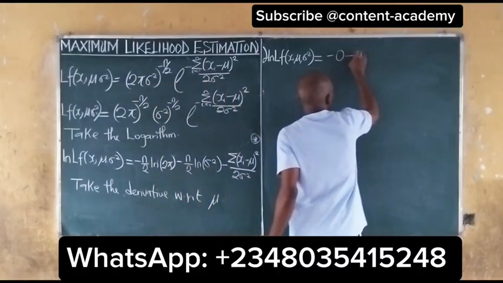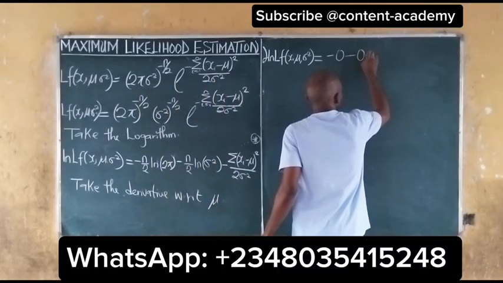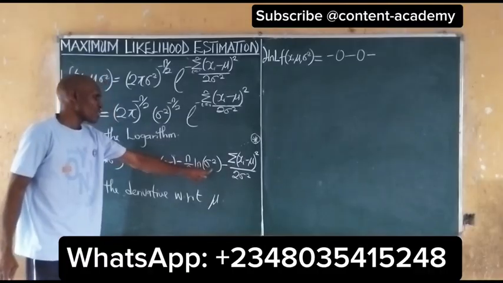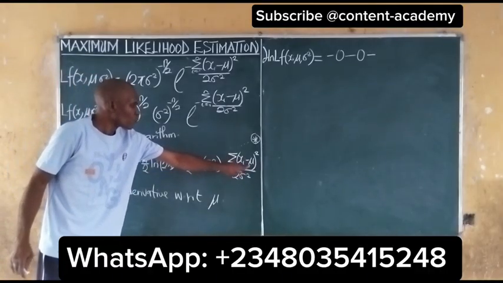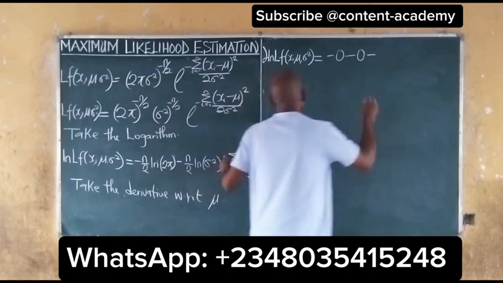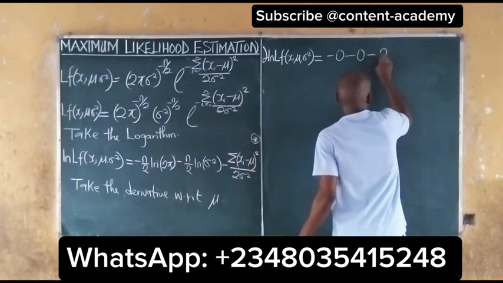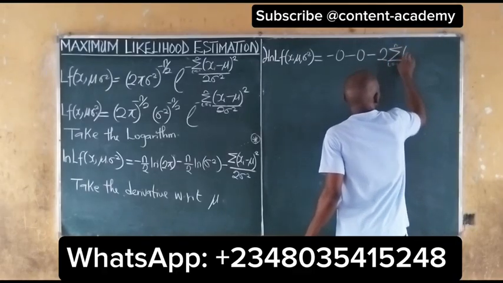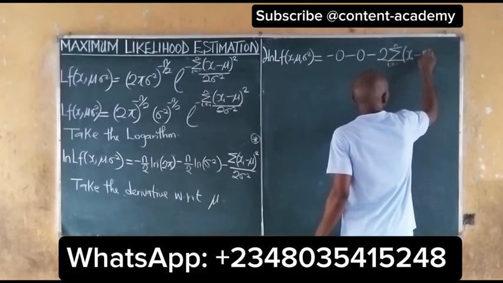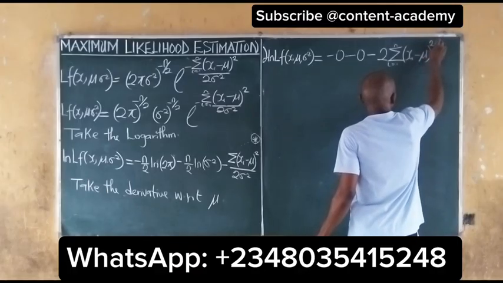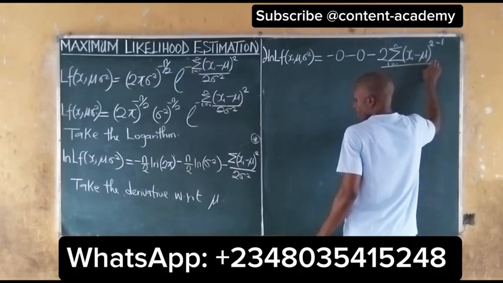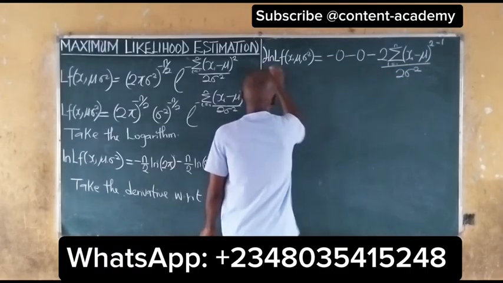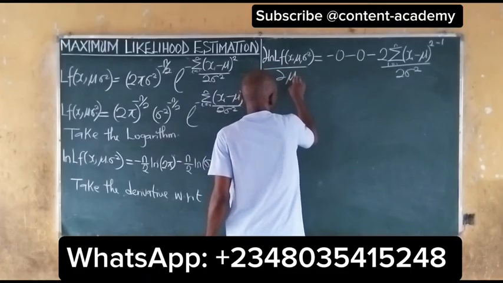So we have minus 0, minus this. If you take the derivative with respect to mu, we have mu here. So we differentiate this. To differentiate this, this 2 will come to this side to give us 2 summation as i running from 1 to n, xi minus mean, 2 minus 1, all over 2 sigma squared. So we can write this formula, we are differentiating with respect to mean, sorry.